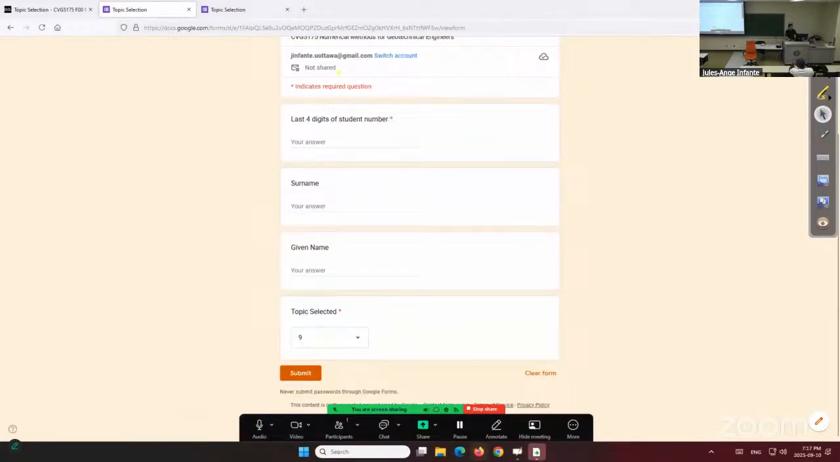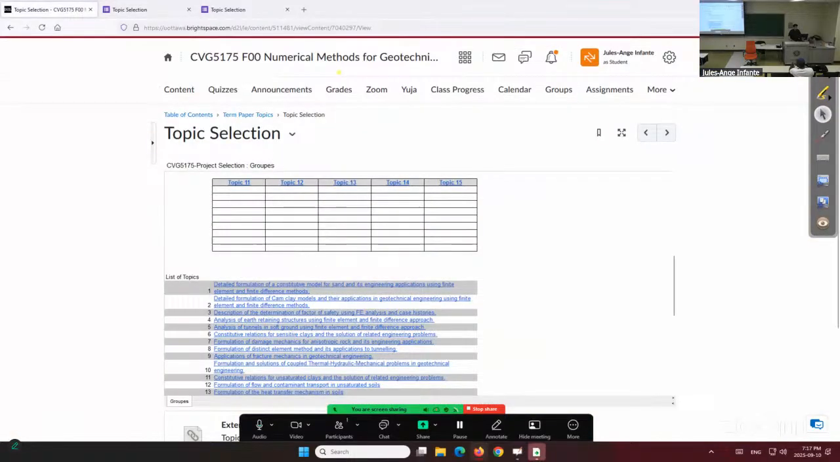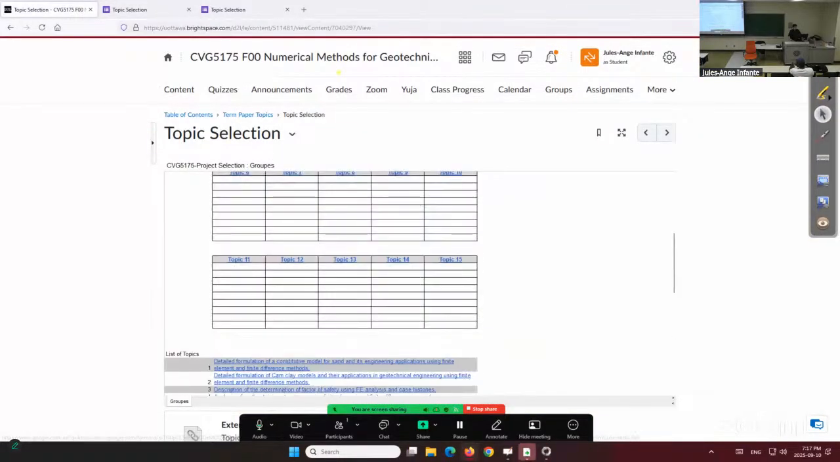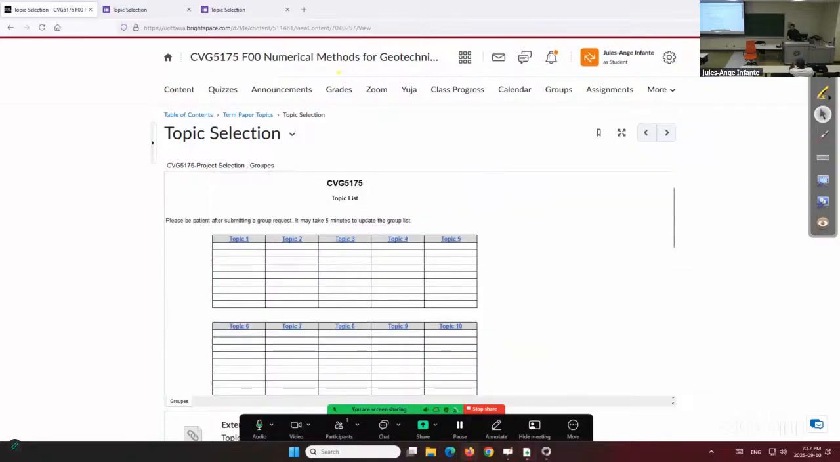So you just need to go on here, go through the list of topics, and select a topic. After a few minutes, it may take up to 5 minutes, you should see your name appear on the topic you have selected. That's how you can most easily make the selection of topics. It's already live, and eventually you will be able to find who else has selected that same topic.